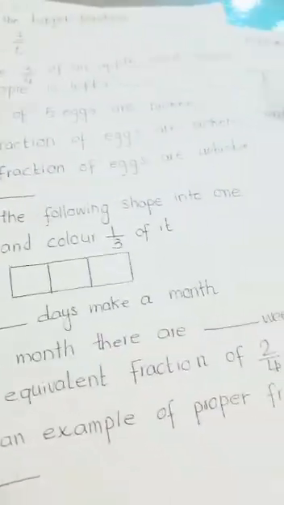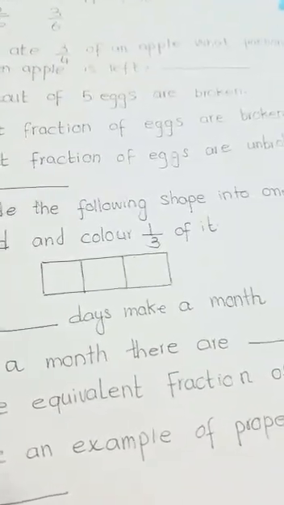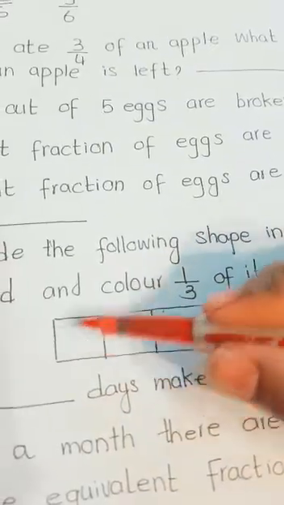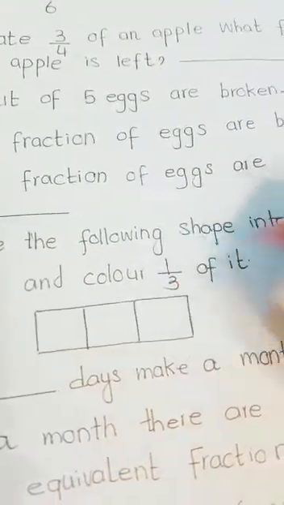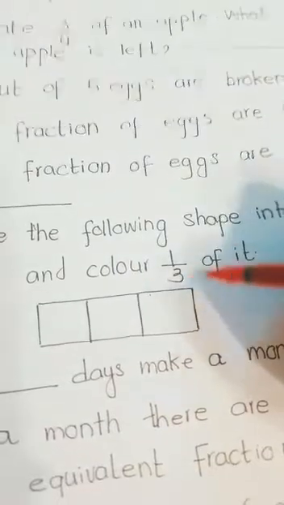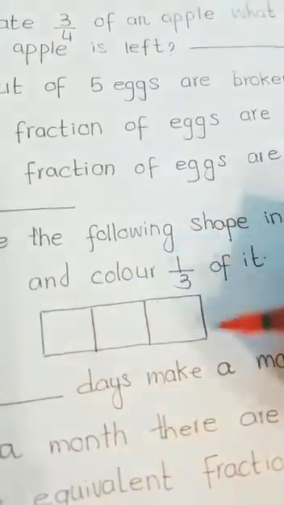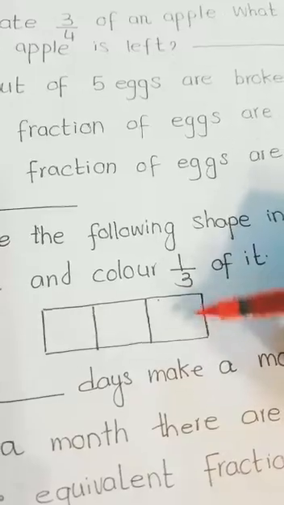Question number 13 is divide the following shape into 1/3 and color 1/3 of it. Maybe you will get a shape like this, or maybe you have to draw it on your own. When 3 is the denominator, it says there should be one whole diagram with 3 divided portions, and you only have to color the one. This is the whole, which is 1, 2 and 3, and this is the denominator, and you have to color the 1 over 3 part. This is the simplest way to write the fraction.